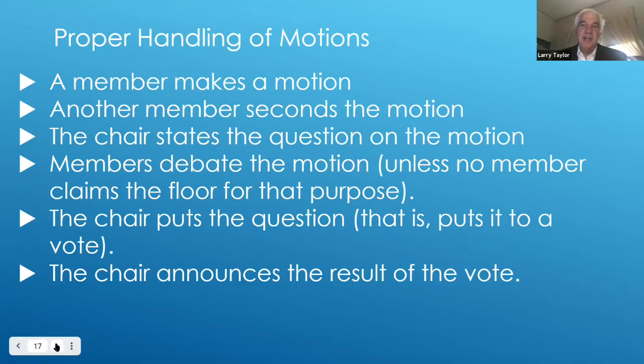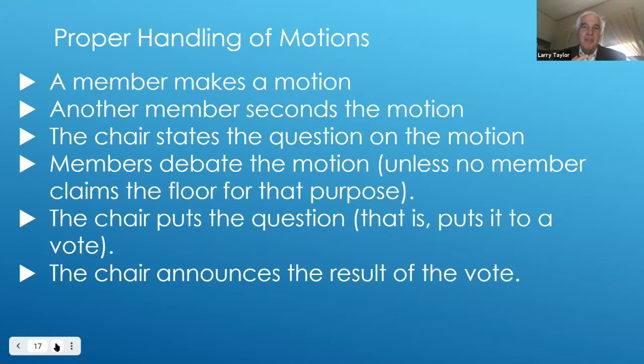These are the 6 steps in handling a motion, and it's actually not common to see motions correctly handled. So this is the formal way in which a motion should be handled, and you'll find that if your presiding officer follows this process, you'll have a greater understanding of the membership, and no one is sitting in their chair going, what are we voting on and what are we debating? Because the chair has made it very clear on what's going on.